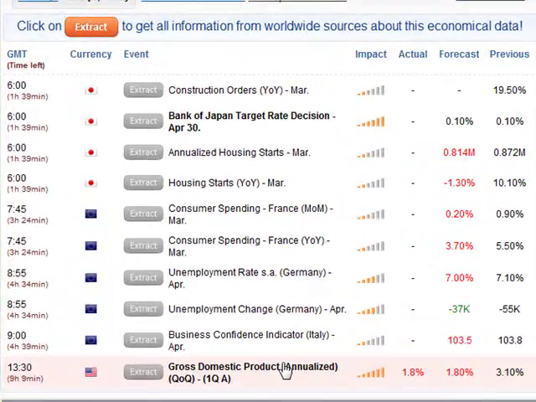So if we miss on this one, obviously the dollar pairs will be impacted. The Germany release is going to impact the euro, and of course the Bank of Japan target rate is going to affect the yen currency pairs.